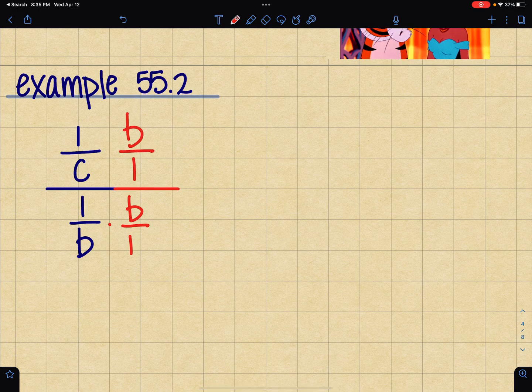Now let's do it to the top. Same thing. It has to be the same thing because you have to be multiplying it by 1, of course. All right, now what do we do with fractions when we multiply? Just multiply straight across. Numerator times numerator is just going to be b. This denominator times this denominator, c times 1, is c.